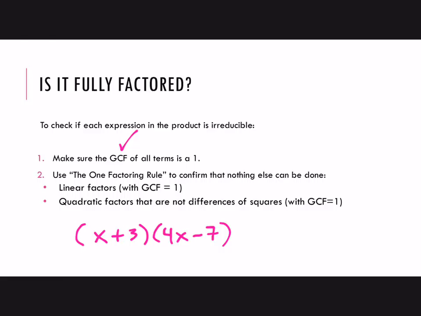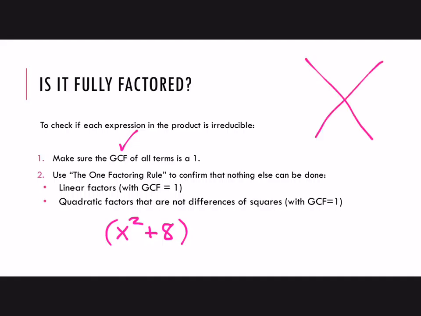There's also a possibility you can end up with a quadratic factor that's not a difference of squares. And if that's the case, then we can't factor that. So if I had something like x squared plus 8, that actually can't be factored, right? It's not a difference of squares. 8 is not a perfect square. So the last thing I want to do, let's confirm that this is not factorable by trying that method.